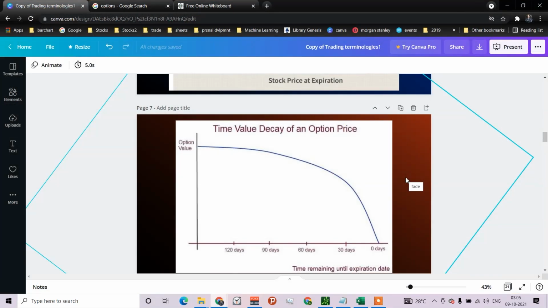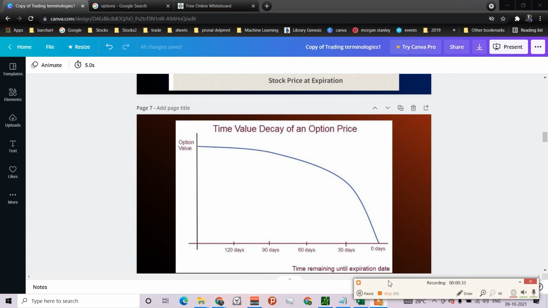Now we discuss the time value decay of an option price. Basically, we need to imagine the investment, an option which we are buying, not shorting. Whenever we are buying an option, whether it is a call or a put, we need to think about what happens to it as an investment. Think of it like you have a bucket and there is water inside it.